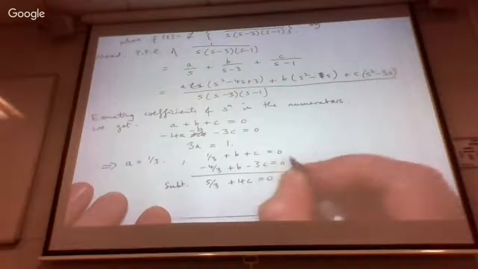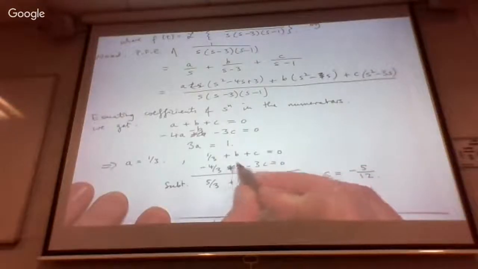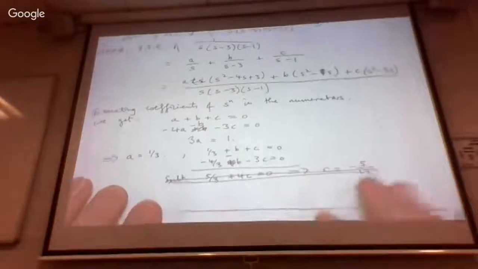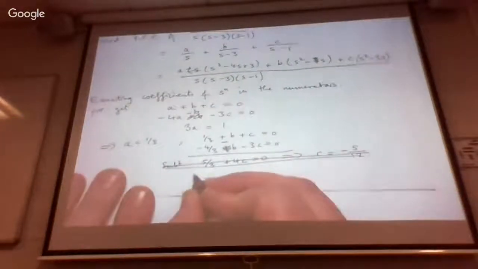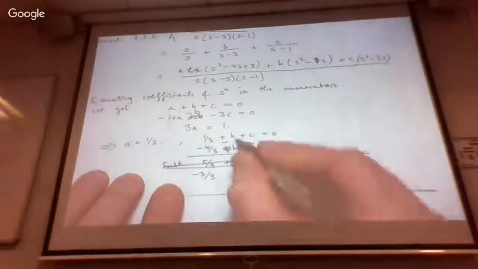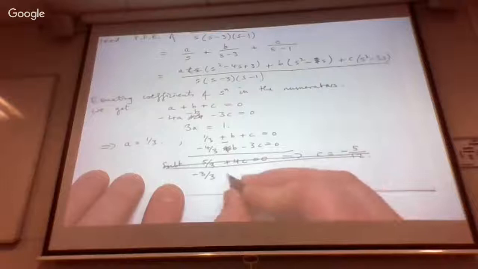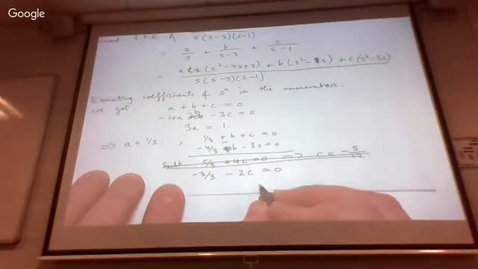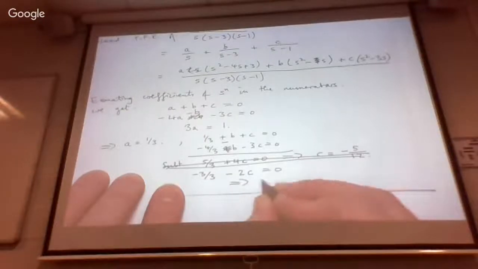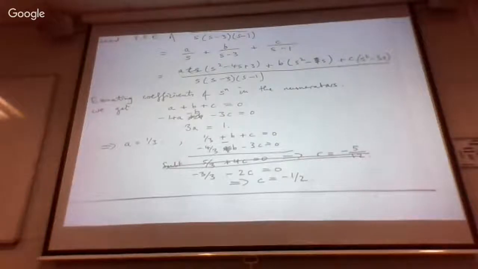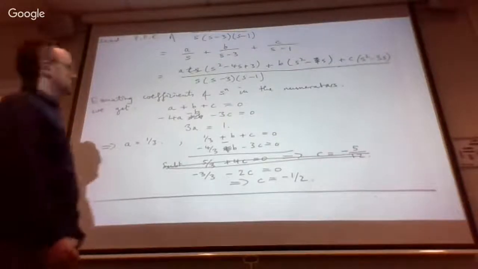Minus b. So let's say that's a minus b, so let's add them instead. Let's add the equations to cancel the b. So we've got minus 3/3, otherwise known as 1. B's cancel, and minus 2c equals 0. So that does imply that c is minus a half, yeah? So what you got? Minus half, yeah. c is minus a half, and then b should be just there.